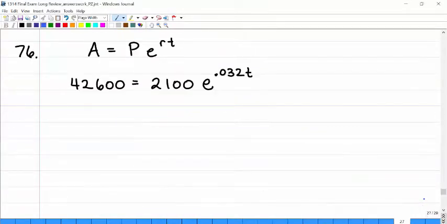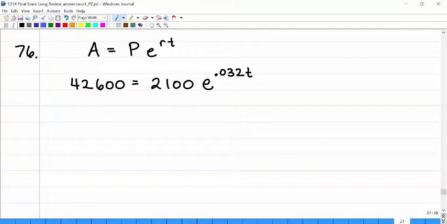Number 76 says, how long will it take $2,100 to grow to $42,600 at an interest rate of 3.2% if the interest is compounded continuously? Round the number of years to the nearest hundredth. So we're going to use PERT because it was continuous compounding. I want $2,100 invested, and I want the amount after t years to be $42,600. It was invested at 3.2%.